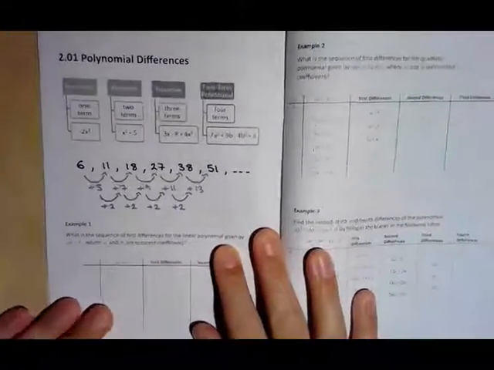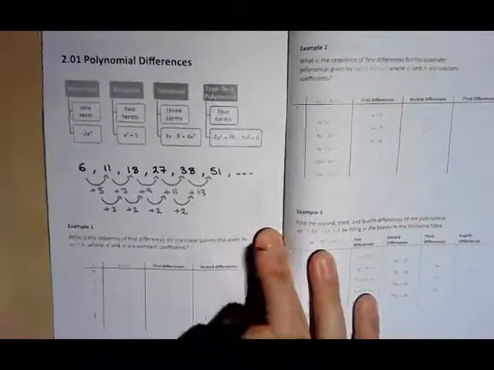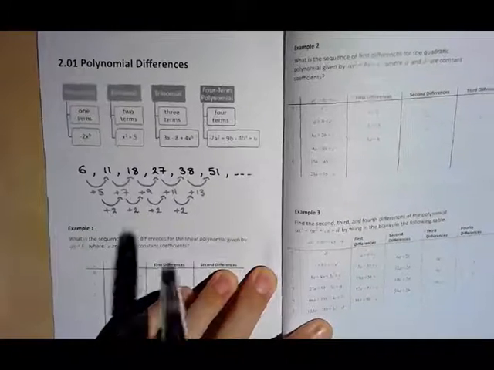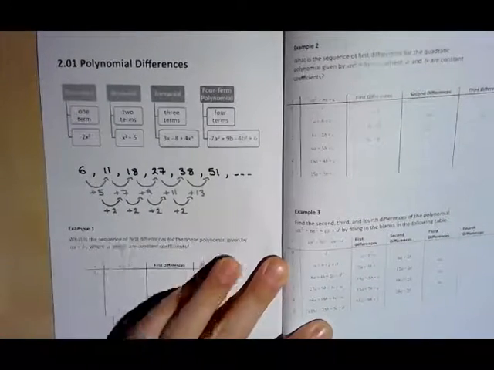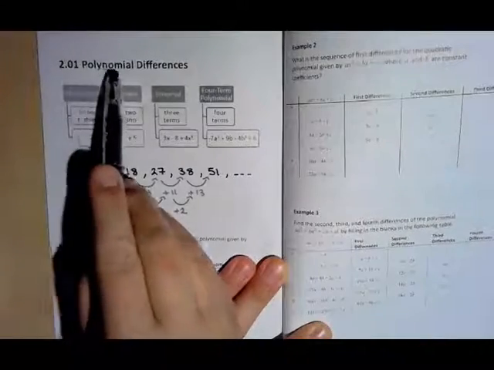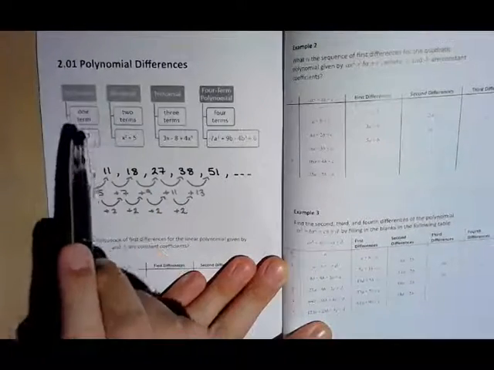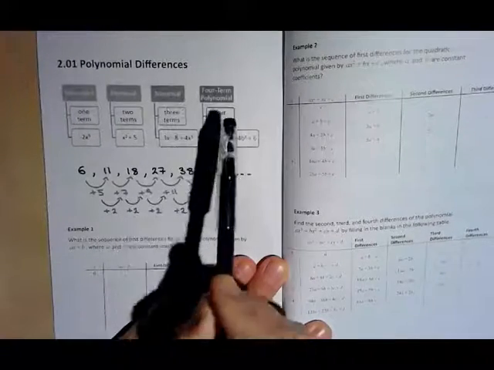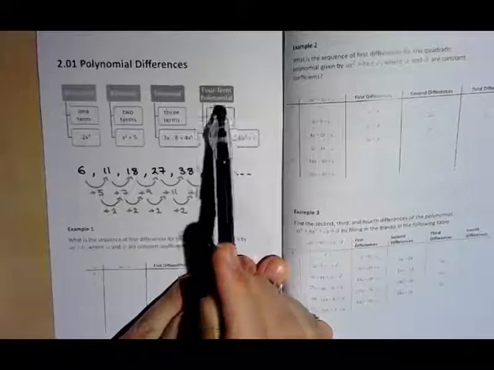Our first lesson is about the differences between different polynomials, as well as the differences between the terms of polynomials. So a polynomial means many numbers. So I could have a monomial that has one term, a binomial that has two terms, a trinomial has three terms, a quadrinomial, a four-term polynomial which has four terms.